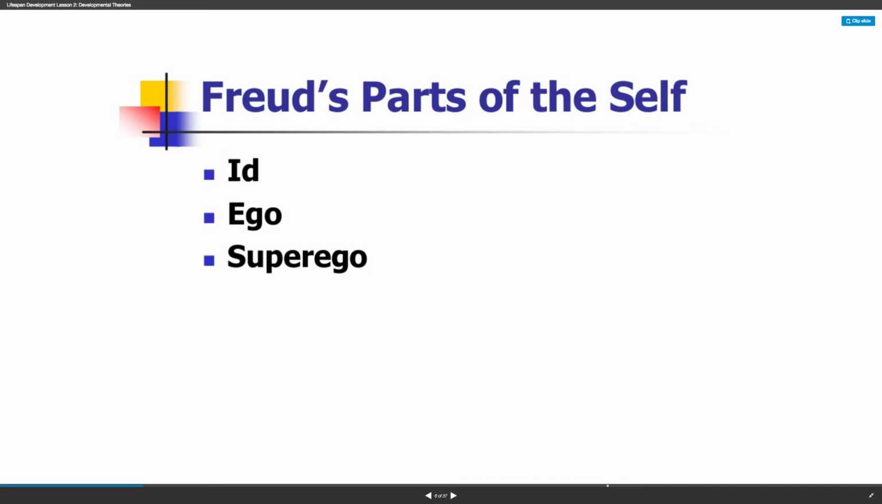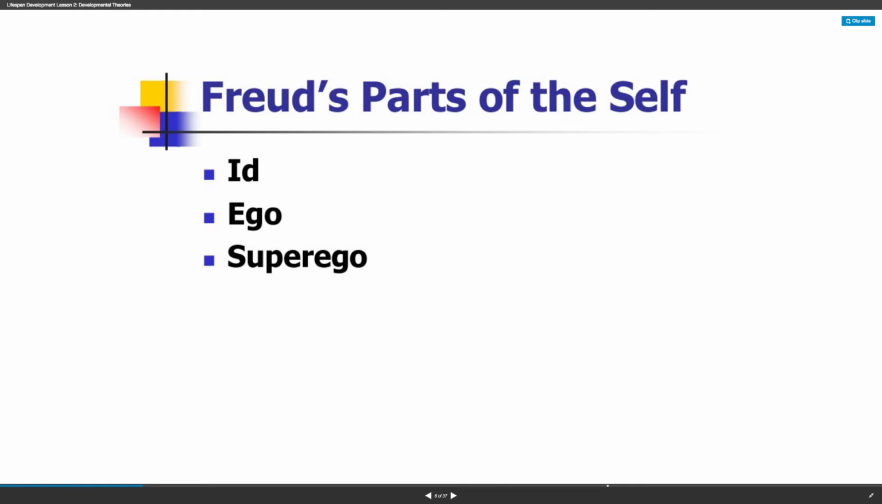So there are 3 parts to the self, according to Freud, and these are really interesting. They're called the id, the ego, and the superego. The id is the part of the self that's inborn. It responds to biological urges, and it's guided by the principle of pleasure. Let's say you want to buy a purse and you don't have the money for it, but you still want to buy the purse and you feel so good that you bought the purse. That would be your id that allowed you to buy the purse.